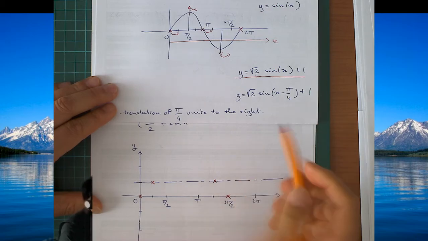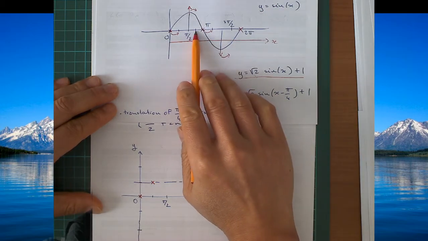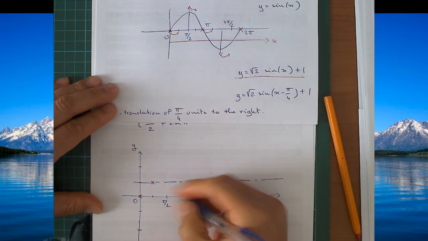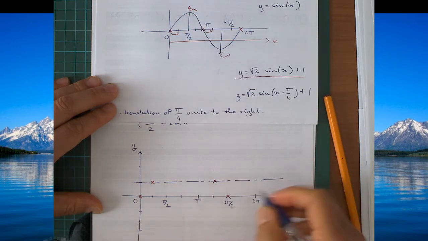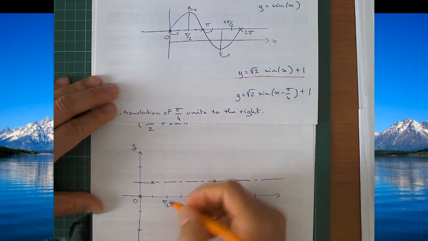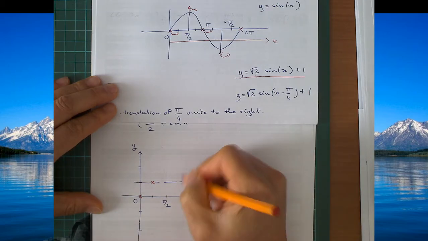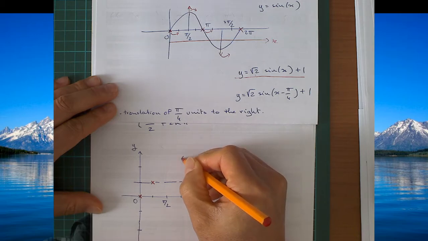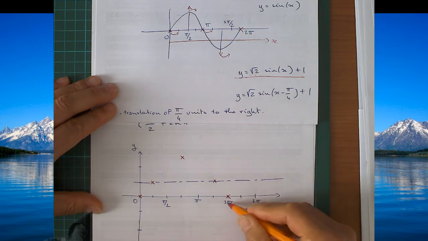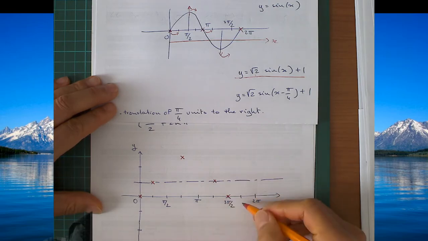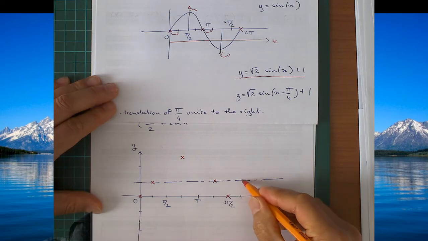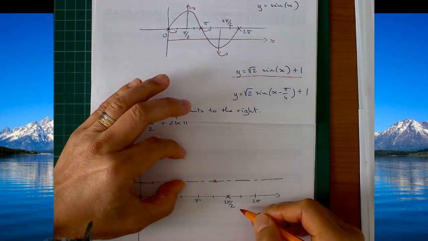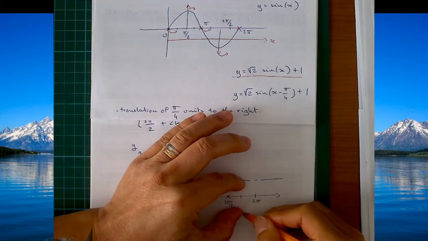Now looking at the maximum, it was at π/2 plus π/4 to the right. So π/2 here. That's my maximum, so that's going to be 1 plus root 2, which is about 2.4. The minimum is on the π/4 plus 3π/2. The minimum is 1 minus root 2. What I'm going to do is measure that, because that's my amplitude, and it's going to be over here.